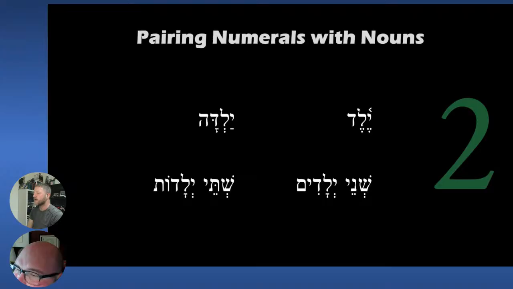Shtei yeladot. This is an awkward expression because that dagesh is in the tav. Shtei. Normally, you cannot have a shva in the middle of a closed syllable. What's going on there? Why is that dagesh in the tav? Do you have any idea? Have you thought about that?